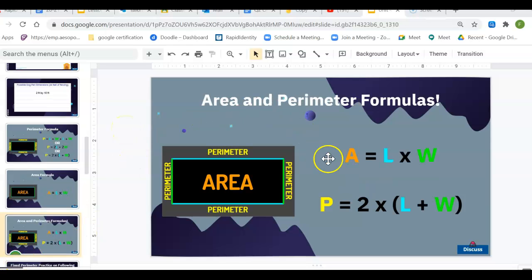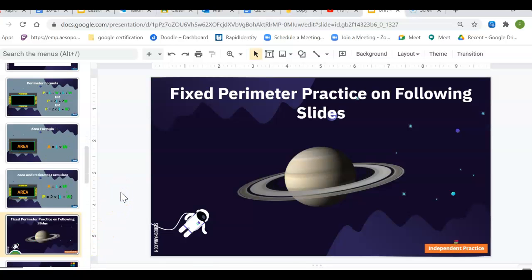And on our next slide right here, I've just got them all together on this slide. Area is length times width. The perimeter, again, can be 2 times the length plus the width. It's the same as really adding up length plus length plus width plus width. And we're going to go to our next slide. We've got some fixed perimeter practice, which is going to be coming up on the next few slides.